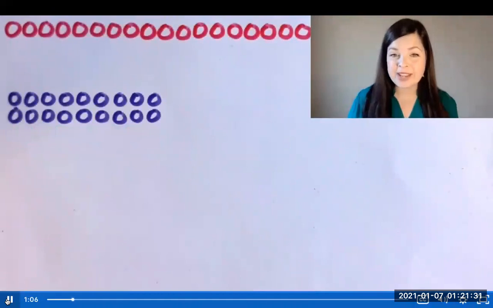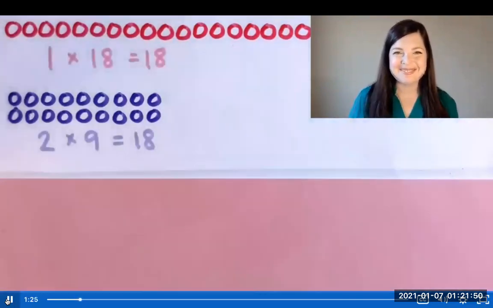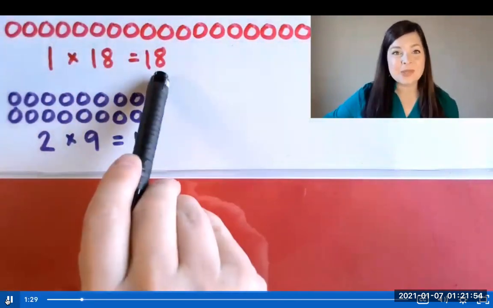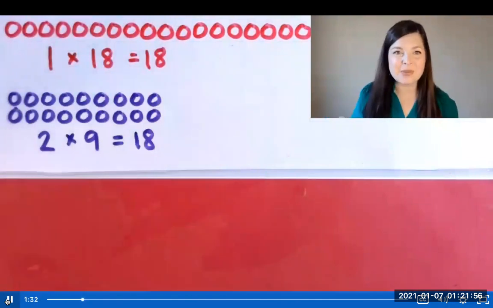Here are two new arrays. Take a moment to analyze them. What product is represented by both arrays? 18 is the product. Pause the video here, draw both of these arrays, and write the multiplication sentence to match for each one. Hopefully you wrote 1 times 18 equals 18 and 2 times 9 equals 18.